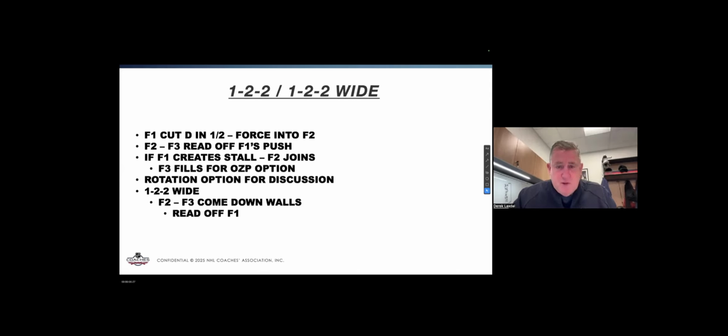And then F3 will fill across for OZP options. If the puck gets turned over, we're looking for a quick strike and we're above the puck. And then he's covering any pass through the middle of the ice. The rotation is open for discussion with your coaching staff, what you want to run off it. And then you'll see a 1-2-2 wide where the F1's going to push the puck, F2 and F3 will come wide and then work across depending on which side the puck comes up. On that 1-2-2, F2, F3, they got to make sure they're in sync. And again, we're not diving in going forward.